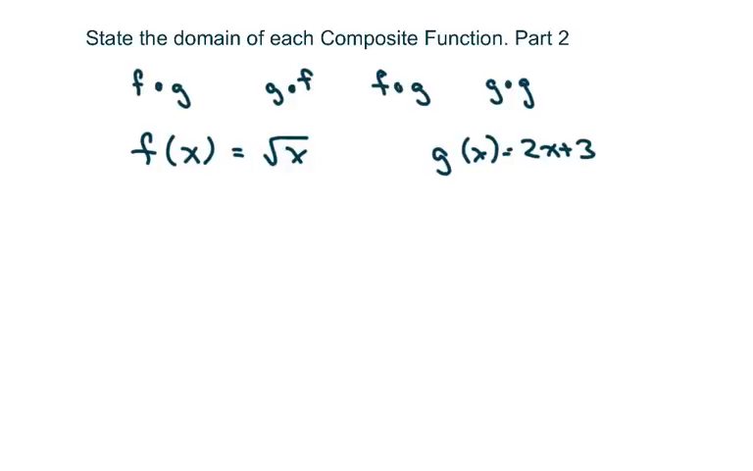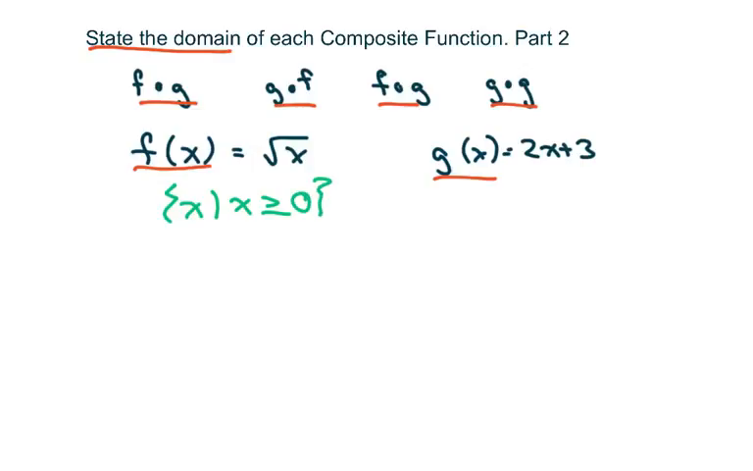Hi everyone, we're going to compose these two functions here, f of x and g of x, 4 times, and then the main thing is to state the domain. So the first thing, let's just look at the domain of f. We know it's the square root, so we know the domain is all real numbers such that x is positive and includes 0. And for g, it's just x is all real numbers.